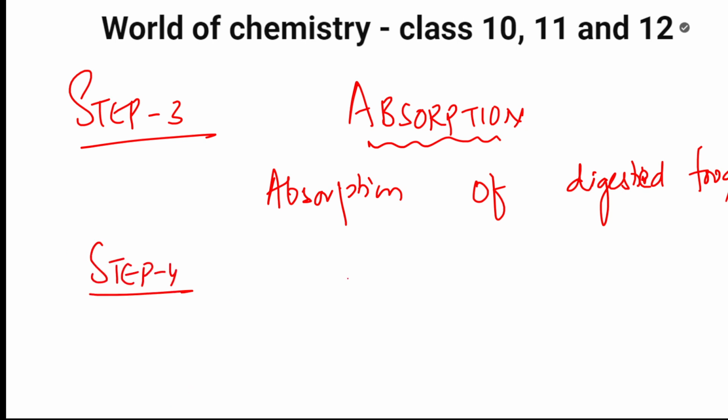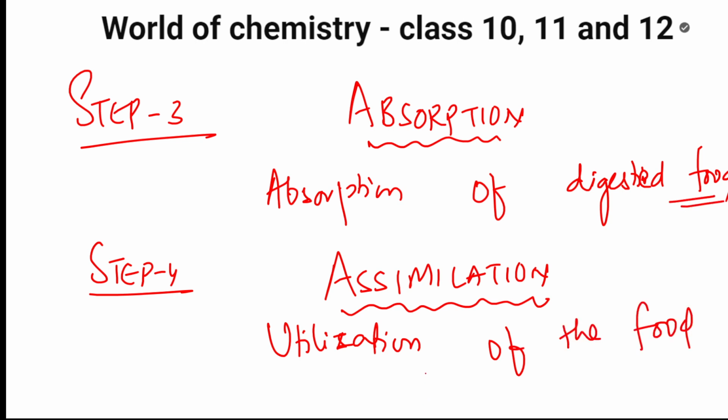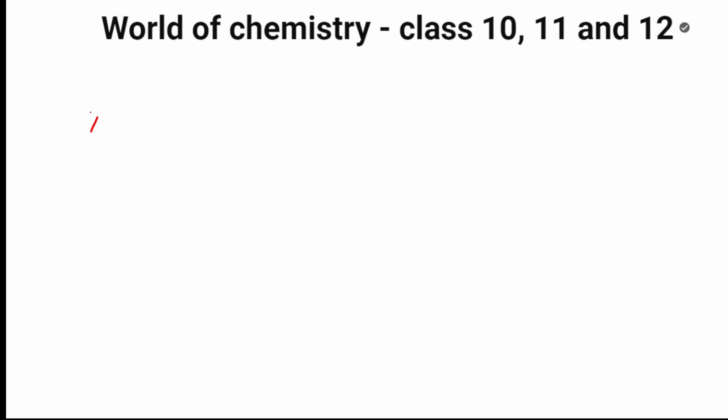Step number four, assimilation. Assimilation means what? Basically, assimilation is utilization of the food. Whatever food you have absorbed has to be utilized. Assimilation means utilization of the digested food. You are utilizing this food for growth, and you are utilizing this food for repair also. Growth and repair.